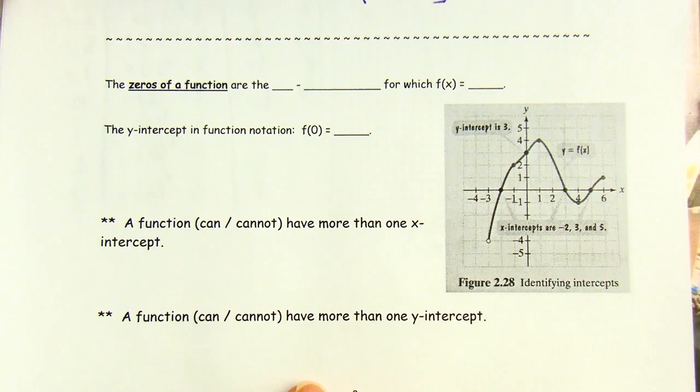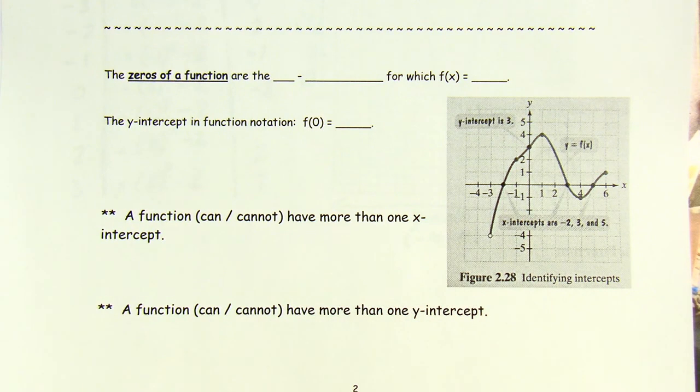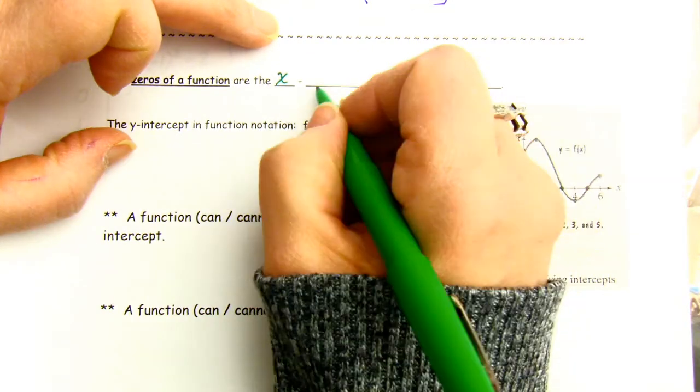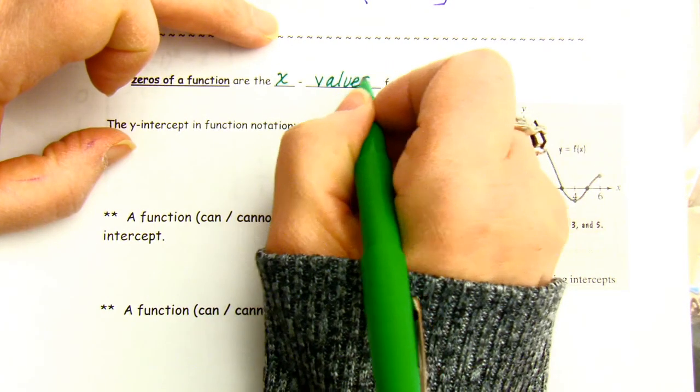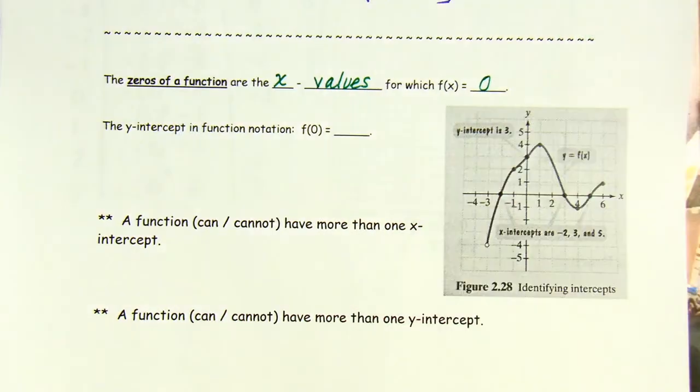All right, the last part of this section of the notes. The zeros of a function, zeros, are really the x values for which f of x equals 0. All right, and soon coming up, your book is going to talk about zeros and roots and intercepts. They all mean the same thing. We want to know, what is the value of x that makes the function be 0?